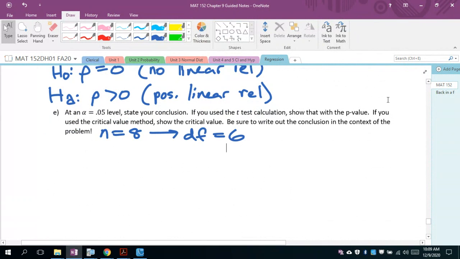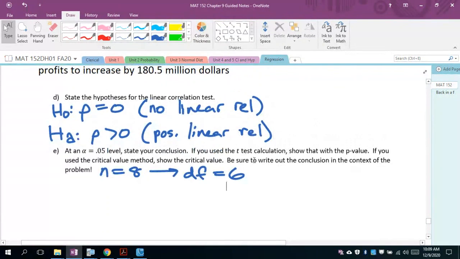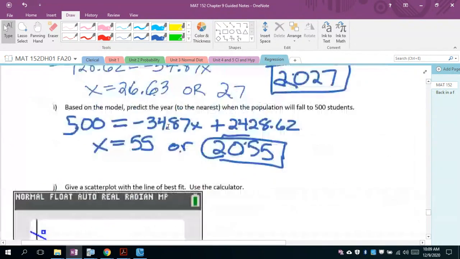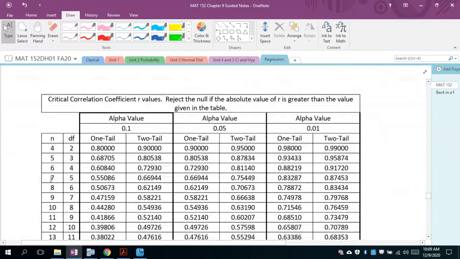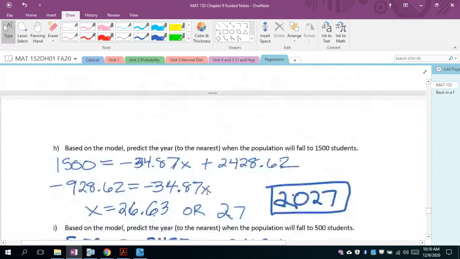Now, I'm going to show you this both ways. So the alpha is 0.05. Let's look here at this table that you should have with 6 degrees of freedom, one tail. Our critical value is 0.62149.